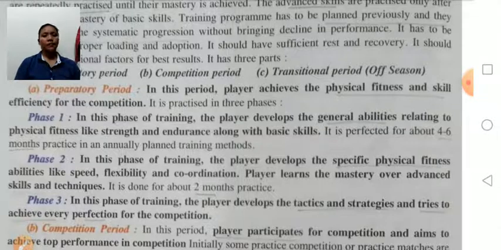In the first phase, basic physical fitness is developed, that is strength and endurance are developed, and it is of 4 to 6 months.